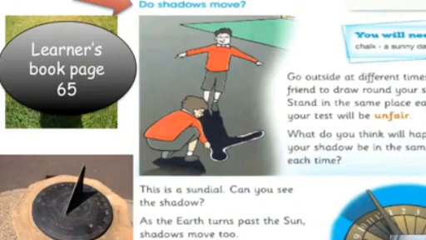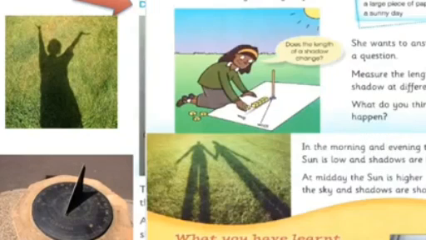This is your learner's book, page 65. Yes, so the next activity is about the length, how long your shadow is, shadow length. Oh, this is going to be fun. Rita is measuring the length of shadows. Does the length of shadow change? Oh, we already know that, right? The sizes change.